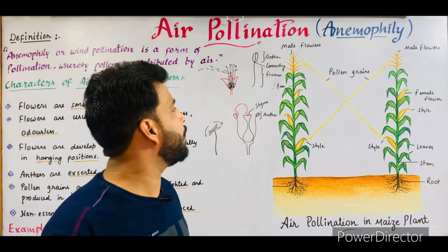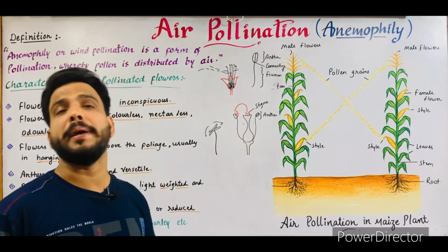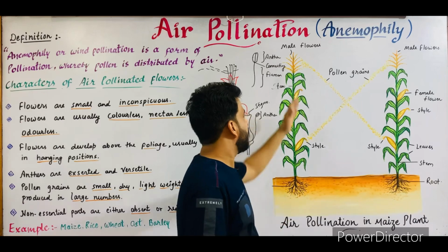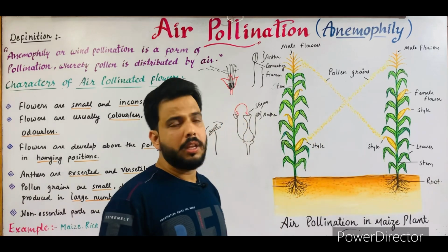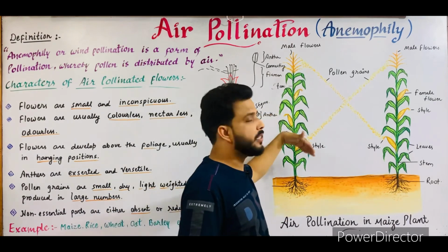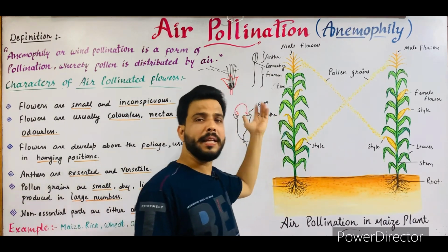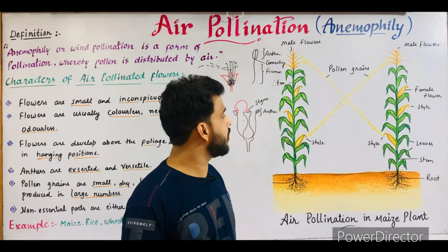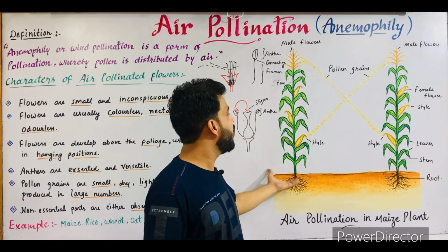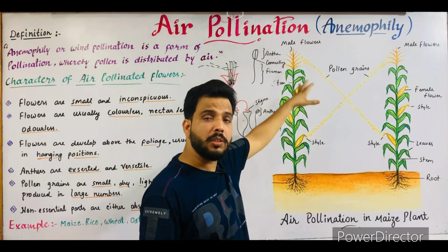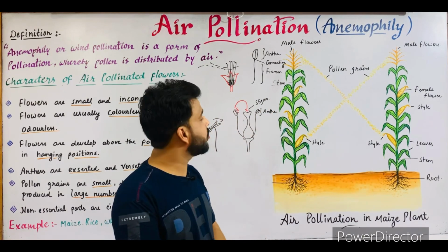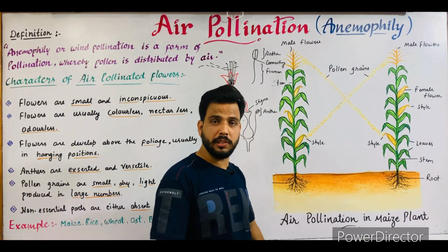Now I will tell you about air pollination in the maize plant. Suppose that this is the maize plant. The plant consists of both sex organs. Male and female flowers are separate and present on the same plant. So the term monoecious is used for this plant. Monoecious means when the plant consists of both male and female flowers on the same plant, then this plant is known as having a monoecious condition. So the maize plant has the monoecious condition.